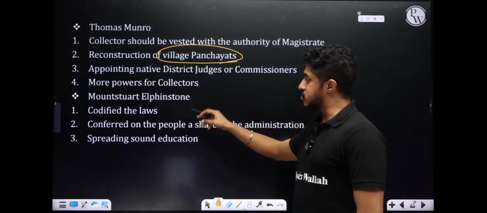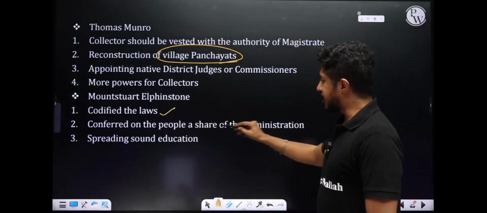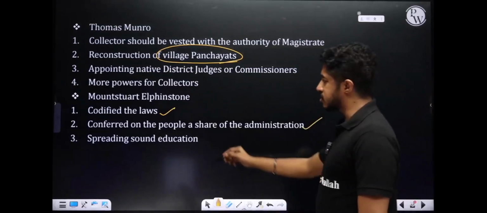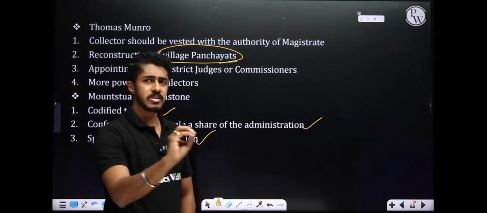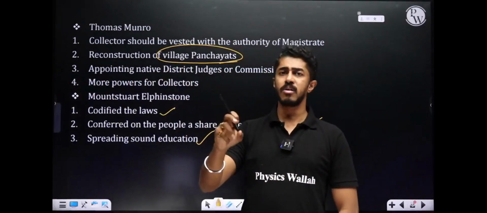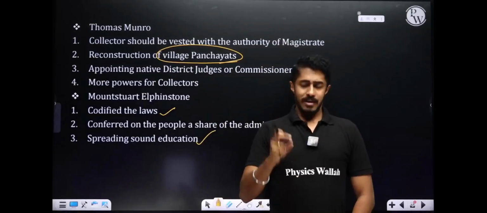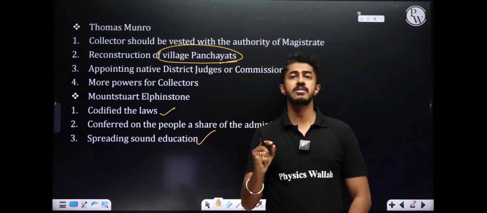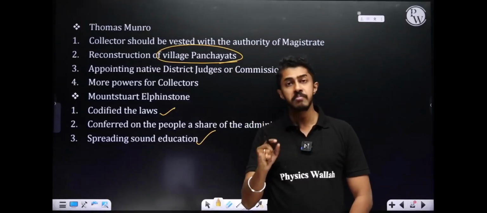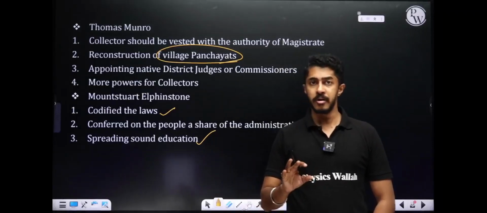Mount Stuart Elphinstone codified the laws, conferred on the people a share of the administration, spreading sound education. Small things only. Because again I told you why education is needed. Some education is necessary to bring in minimum civic sense. Minimum civic sense. Getting the point here.